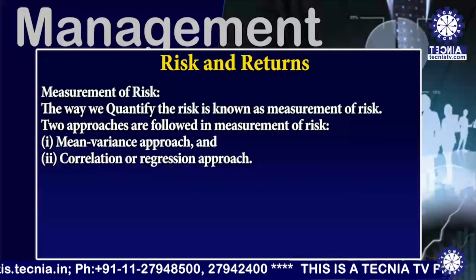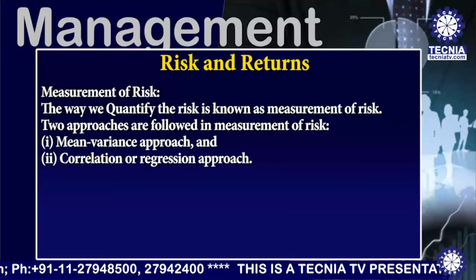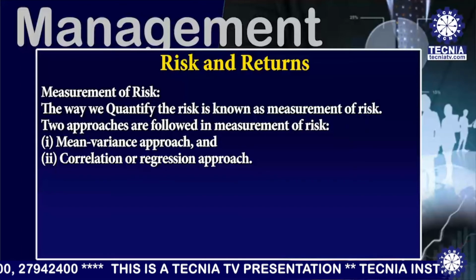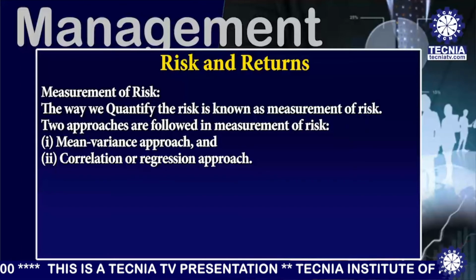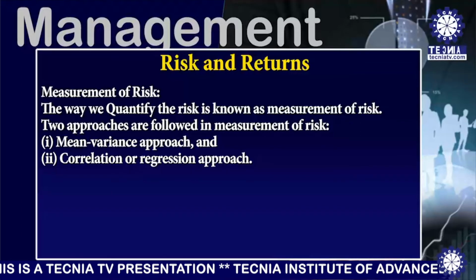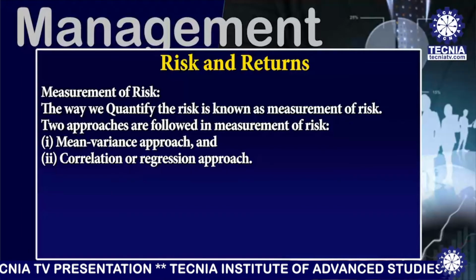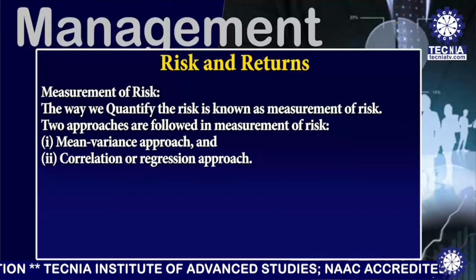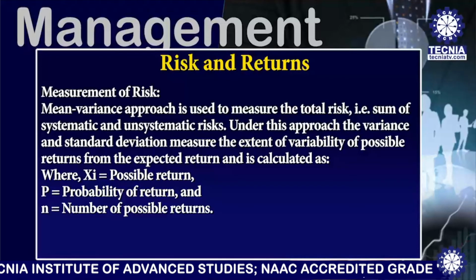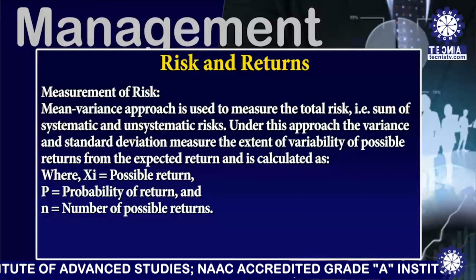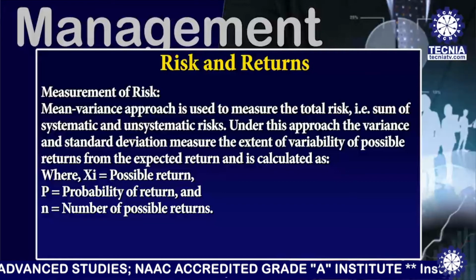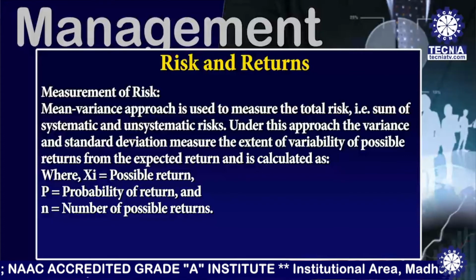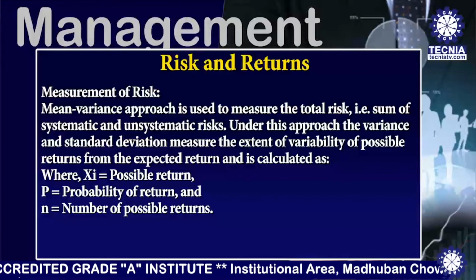Now let's move on to measurement of risk. The way we quantify the risk is known as measurement of risk. Two approaches are followed in measurement of risk. Number one, mean variance approach, and number two, correlation or regression approach. Let's see the mean variance approach first.